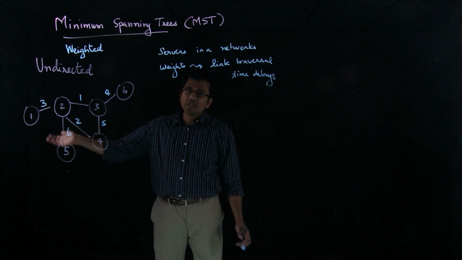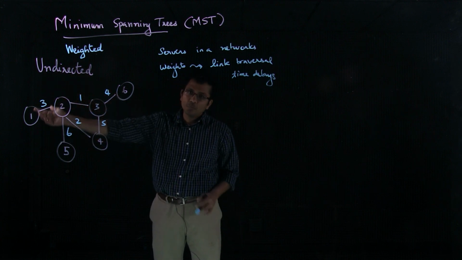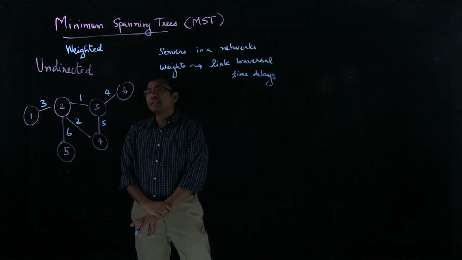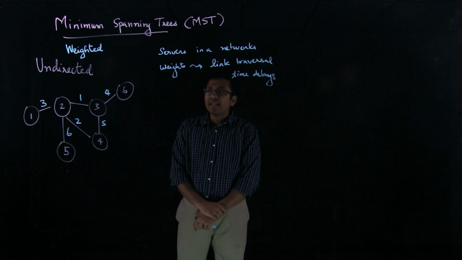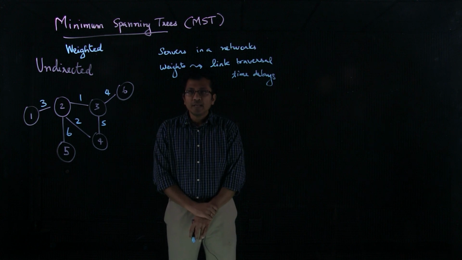So we'll assume each of the links is a two-way link. So each channel can transmit packets on both sides, from 1 to 2, from 2 to 1. And 3 is the measure of the time delay it takes to go from 1 to 2 or to go from 2 to 3 and so on.